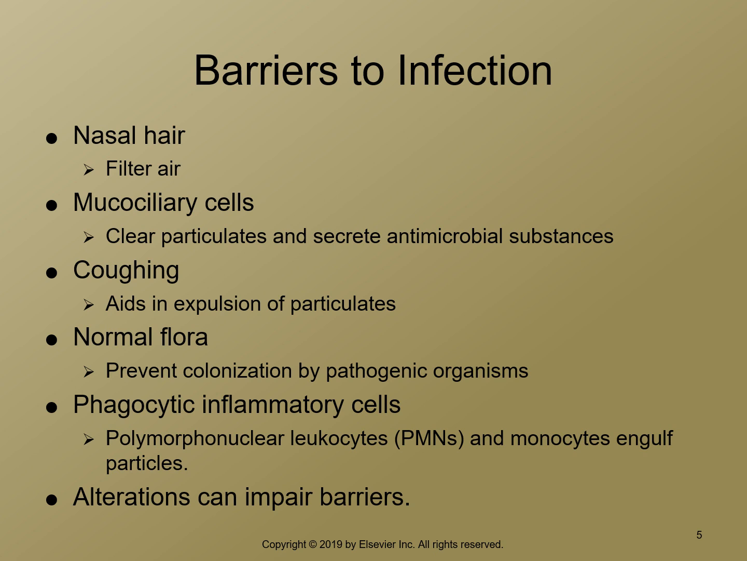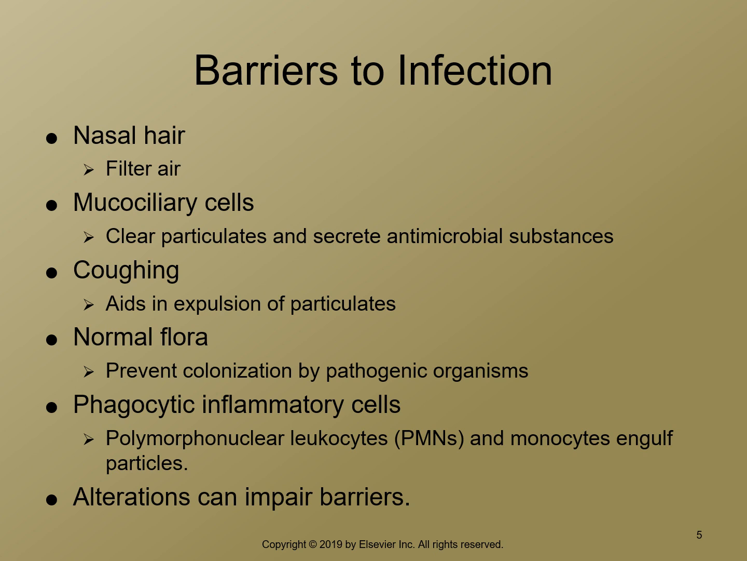The respiratory tract has many natural barriers along with innate barriers to infection that inhaled organisms must penetrate before they can cause disease. Among some of these elements of the respiratory tract are the nasal hair, which filter the air, mucociliary cells that clear particulates and secrete antimicrobial substances, the mechanism of coughing, which aids in expulsion of particulates, and then normal flora. These normal biota that colonize the areas prevent infection by pathogenic organisms.